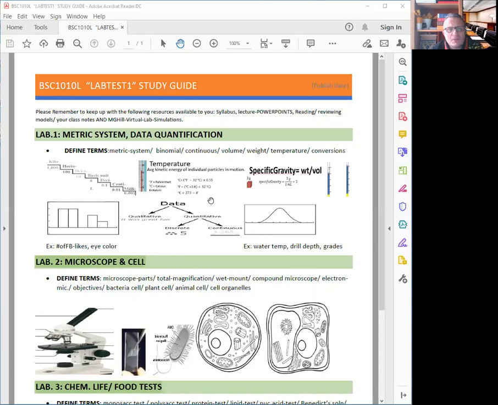Also make sure that you know how to convert temperatures from Fahrenheit to degrees Celsius or Kelvin. And there is a formula for specific gravity: specific gravity equals weight of the substance divided by volume of the substance. If you have a 3-gram substance like this and want to find its specific gravity, you can use this graduated cylinder, put in maybe 5 milliliters of water.